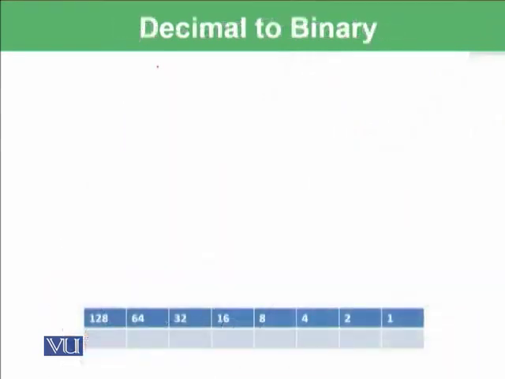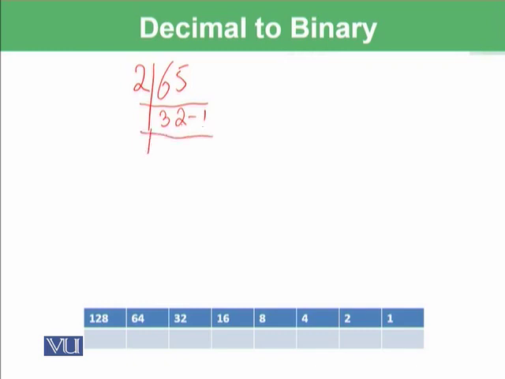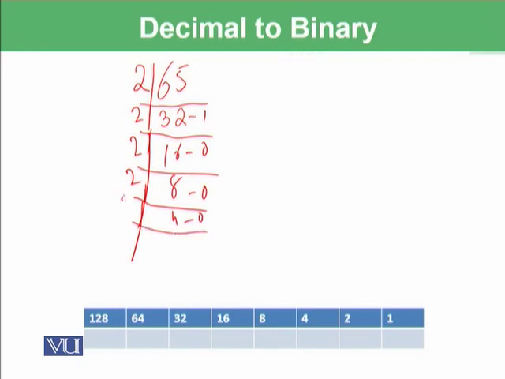So we have 65. Divide it by 2 because it's a binary division. 2 threes are 6, 2 twos are 4. So we remain with 1. Then 16, remainder 0, then 8, 0, 4, 0, 2 twos are 4, 0, and 2 ones are 2, 0.